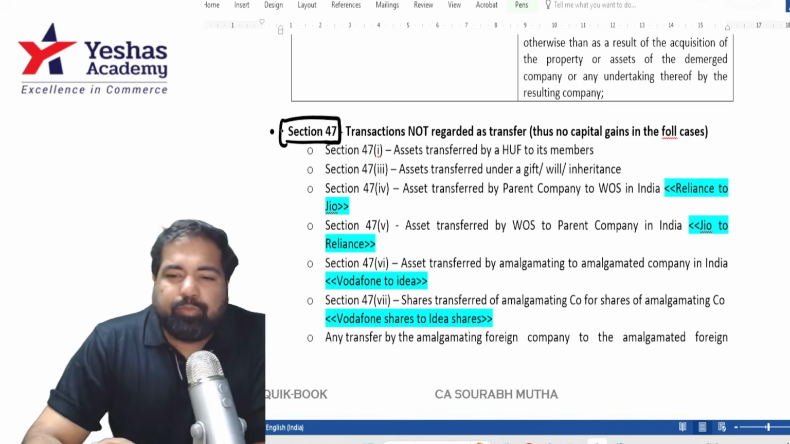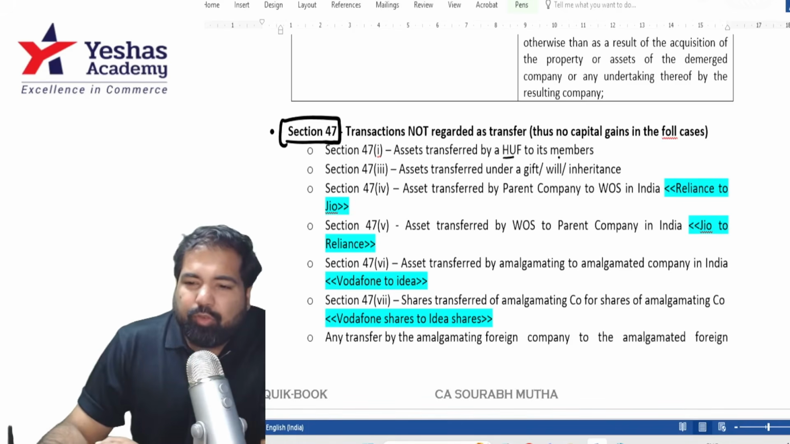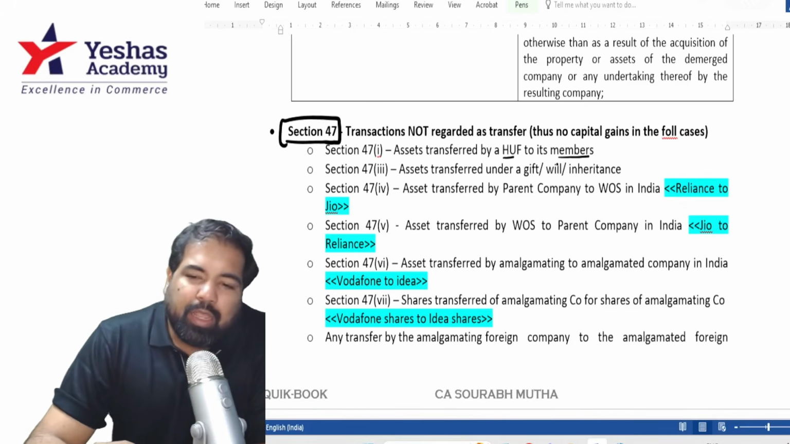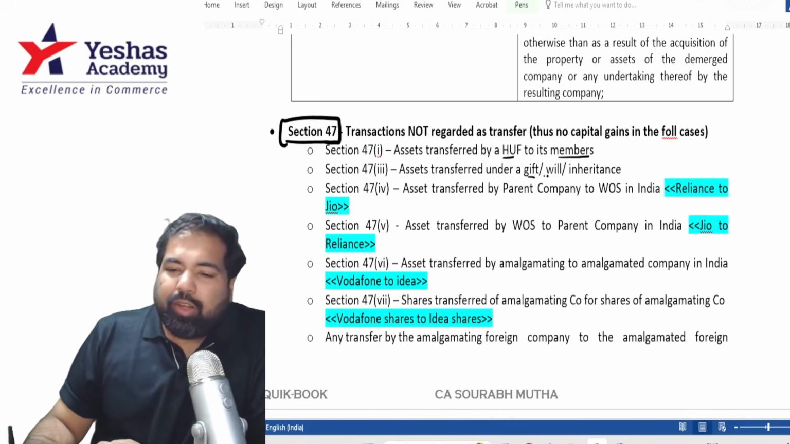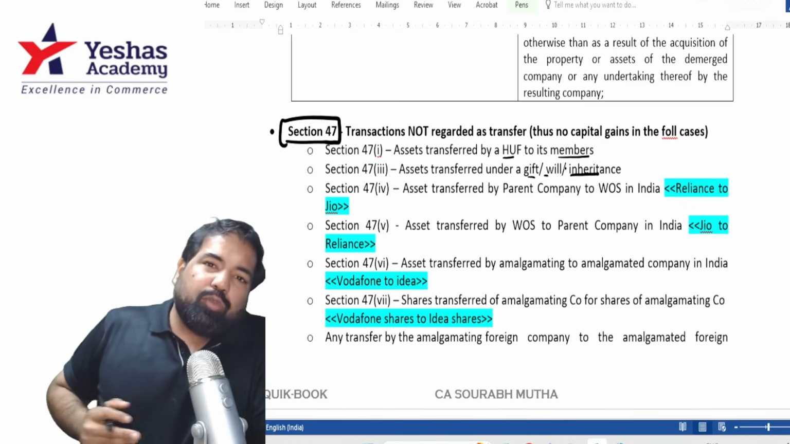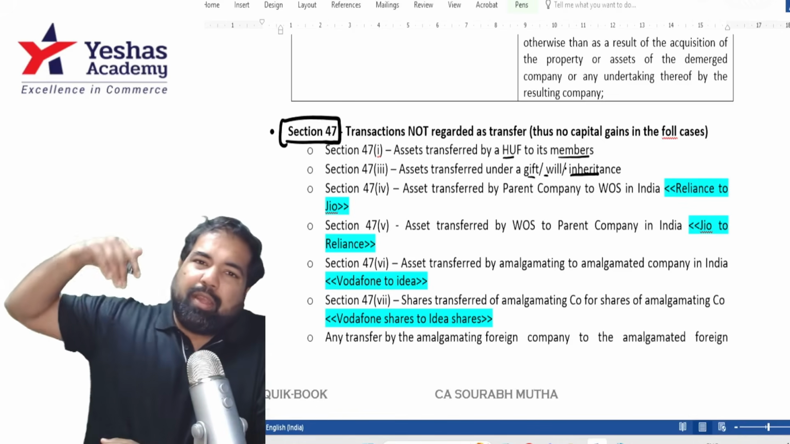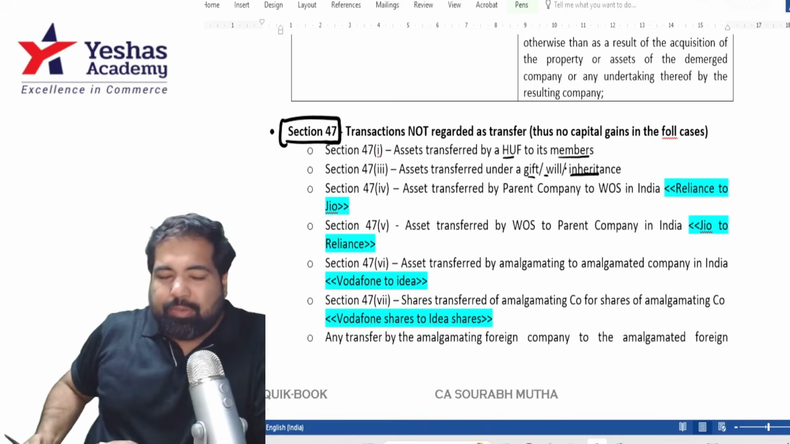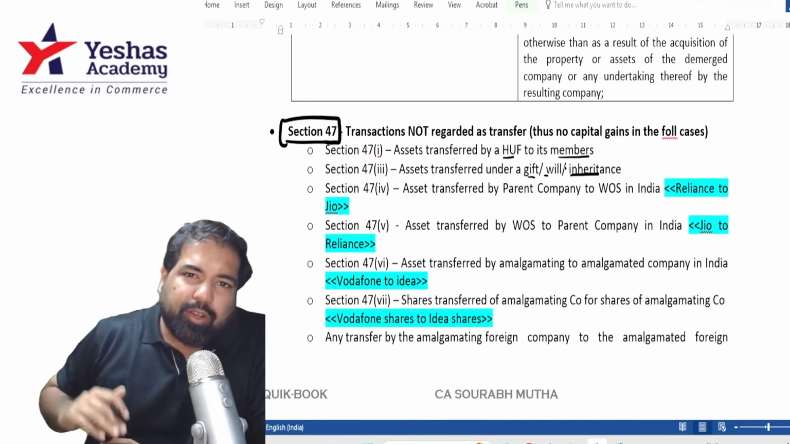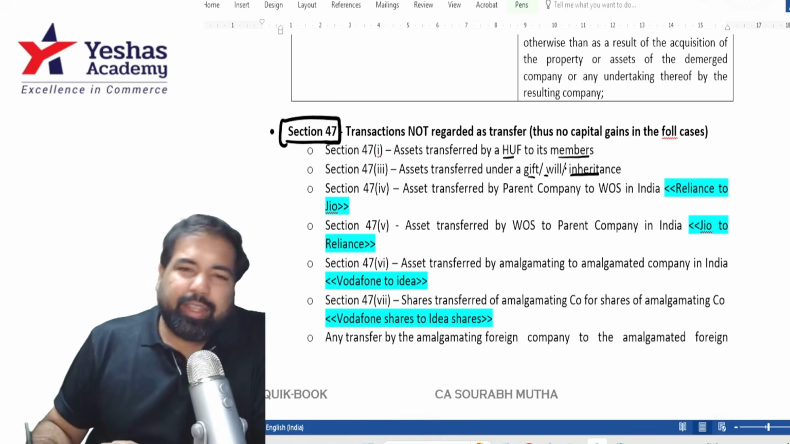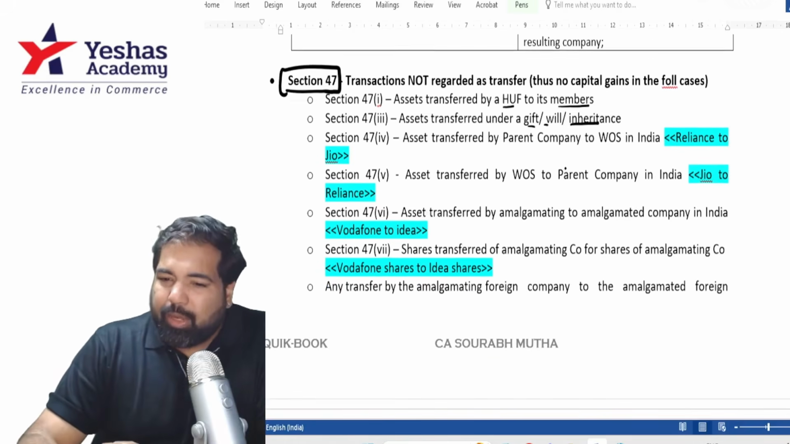I'll summarize this for you. Assets transferred by HUF to its members, because here the intention is not to make money. Assets transferred under a gift, will or inheritance, because your grandfather giving you assets in a will is not to make money. Next, assets transferred by a holding company to its 100% subsidiary, or by a subsidiary to its 100% holding company, again parent to son, son to parent. That is not a case of transfer. It will not be considered as capital gain.